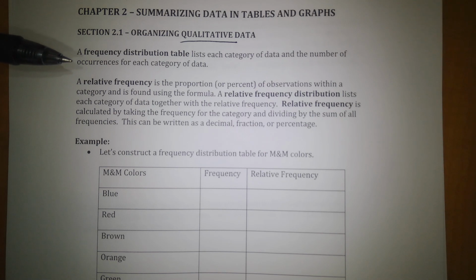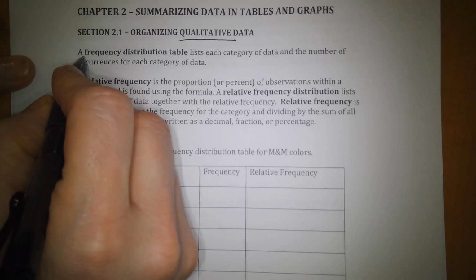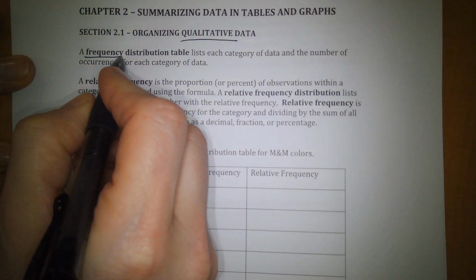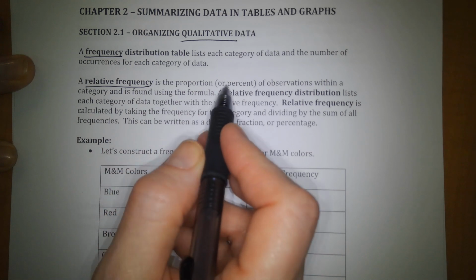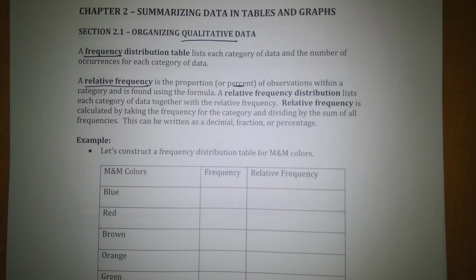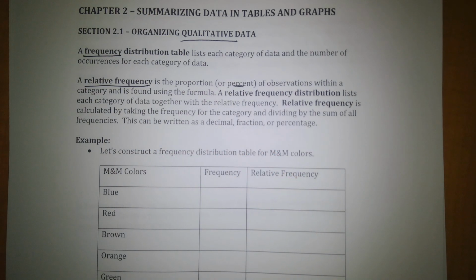A table that lists the frequency distribution lists all the categories of the data and then the number of occurrences of each of those individual categories. We can also do this using relative frequency. Frequency is just the total number of occurrences. Relative frequency is the proportion or percent of the observations within the category. And this is found using the formula.